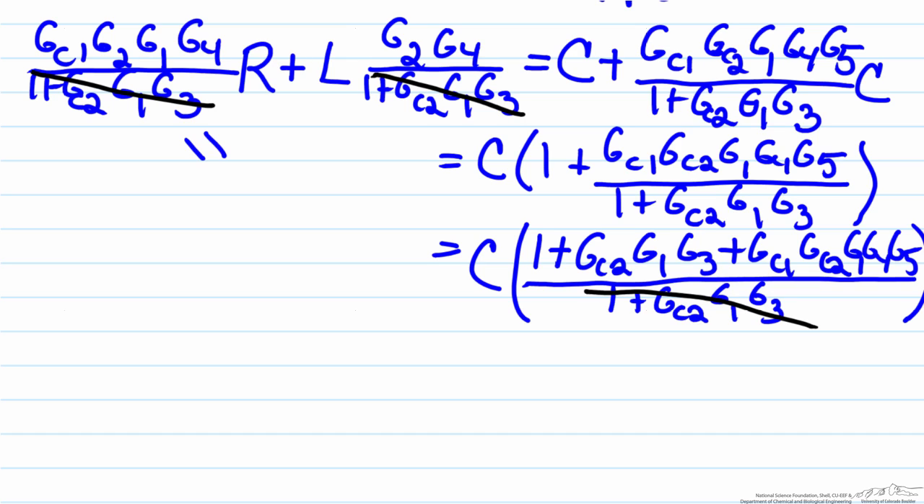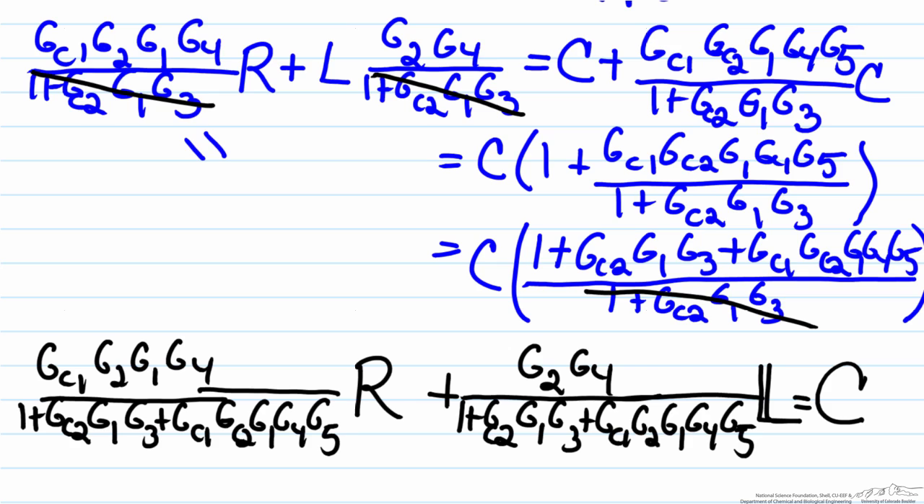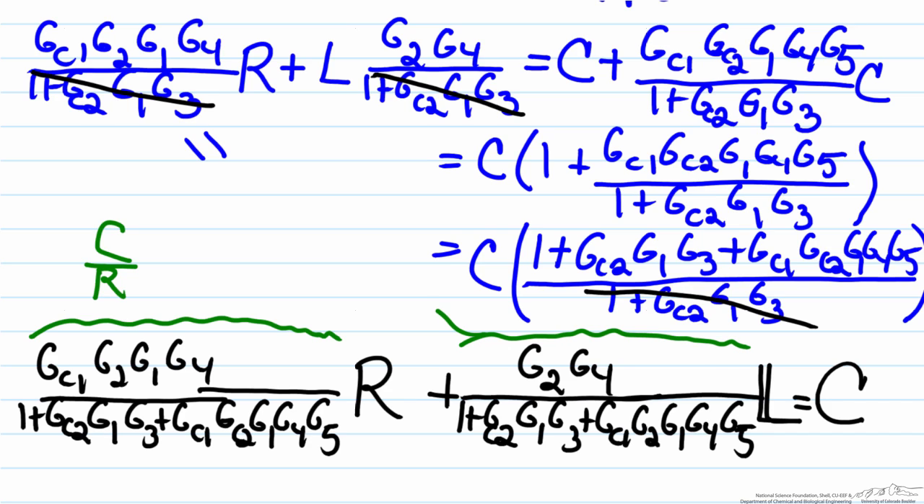Finally, we can get our transfer functions by dividing by the term that's in the parenthesis with the C and moving them to the denominators of the R and the L side. And these are our final two transfer functions. This first transfer function shows how a change in the input R affects the output C. And our second transfer function represents how a change in our input variable L will affect our output C.